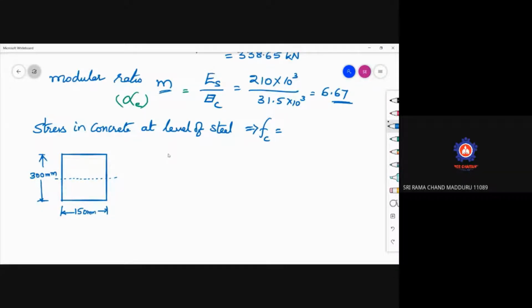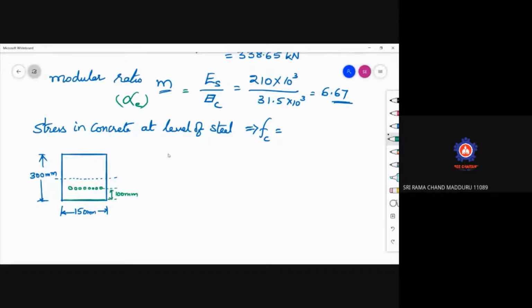So when depth is 300, width is 150, now it is said that you are pre-stressing 8 wires of 7 mm diameter, and they are placed at 100 mm from the soffit of the beam. This is called the soffit, the portion at the bottom of the beam. So from the soffit, the wires are placed. These 8 wires are placed like this. From here to here, it is given as 100 mm.